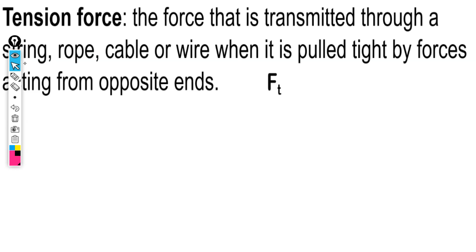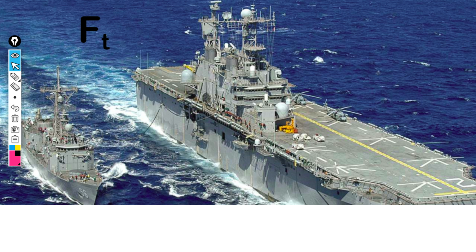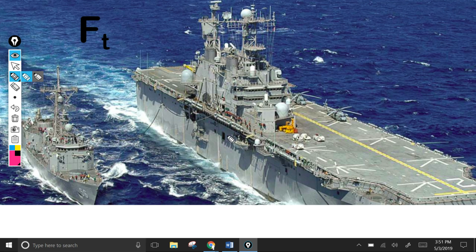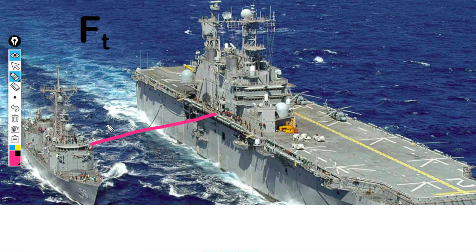Tension force was the force at the opposite ends of a string, rope, cable, wire, strap, etc. And we had cables. Right here's a cable between the ship. Here's a hose that was doing fueling between the ship. So we had the example of a person with a backpack on their shoulder. So here's my person, and they had a backpack hanging on their back by a strap.